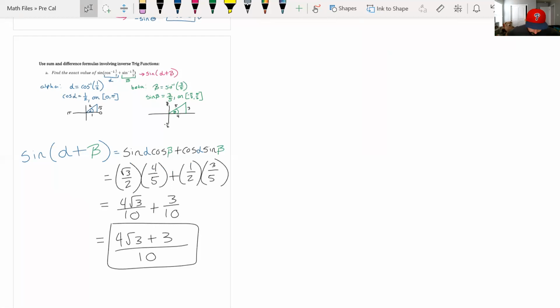All right. Not bad. So make your substitutions, alpha and beta. Remember your inverse restrictions. Make the appropriate unit circle for both alpha and beta, and then apply the appropriate sum or difference formula for the trig function, and just call on the appropriate unit circle, alpha or beta, to get your information. Plug them in, multiply, simplify, that's it.